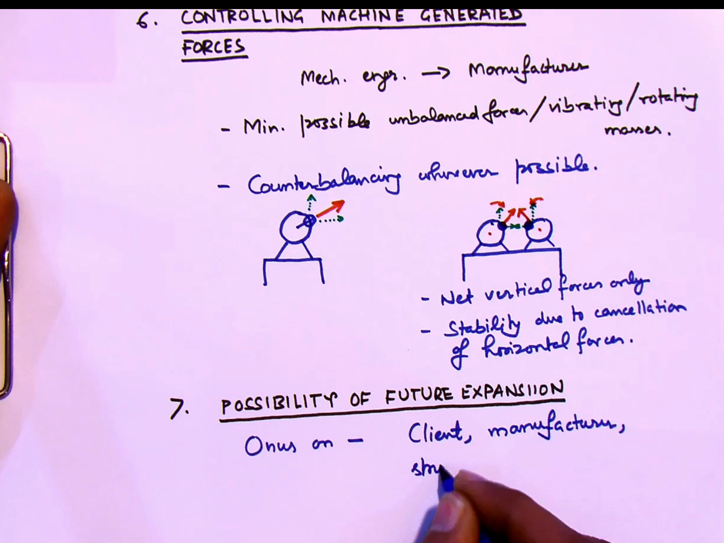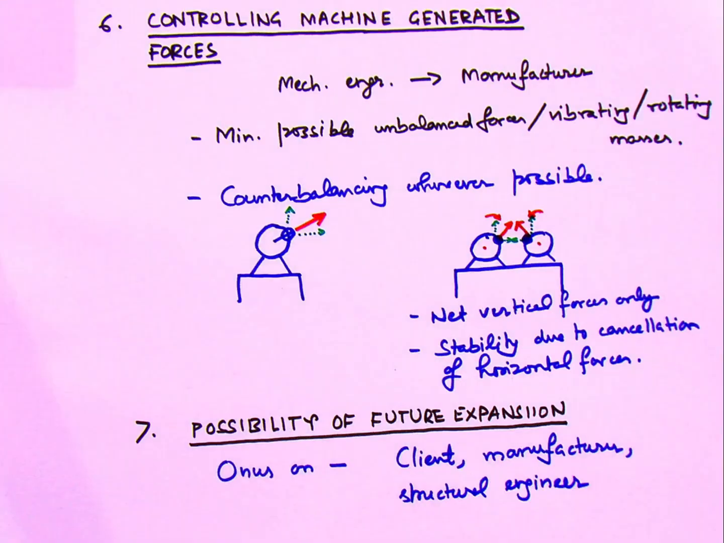Now number 7 is very important: any foundation design must keep in mind the possibility of any future expansion in the plant. The onus for this lies jointly on the client and the manufacturer of the machine. They must communicate to the structural engineer, so that at the time of the design of the foundation, all these considerations are kept in mind, say for any future piping or any future anchorage points, they can be incorporated at the time of the construction of the base foundation itself.